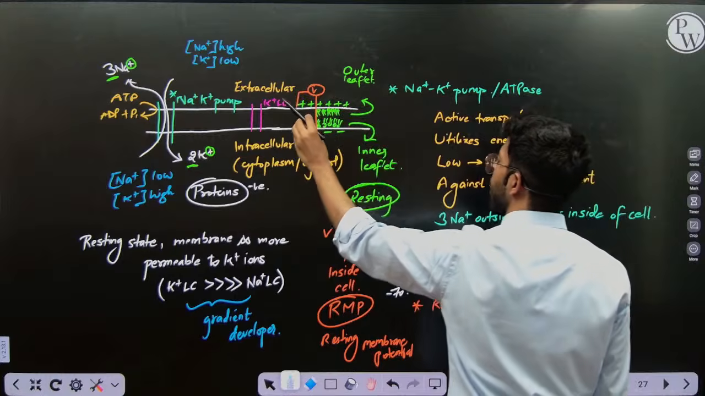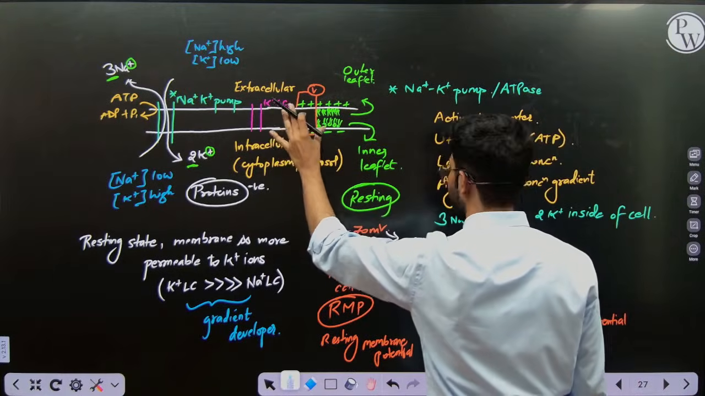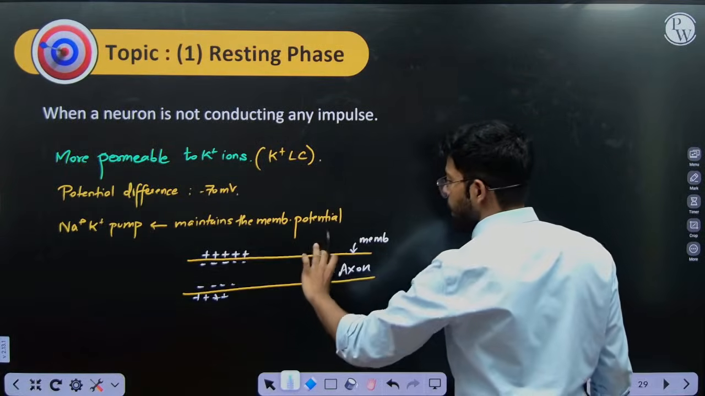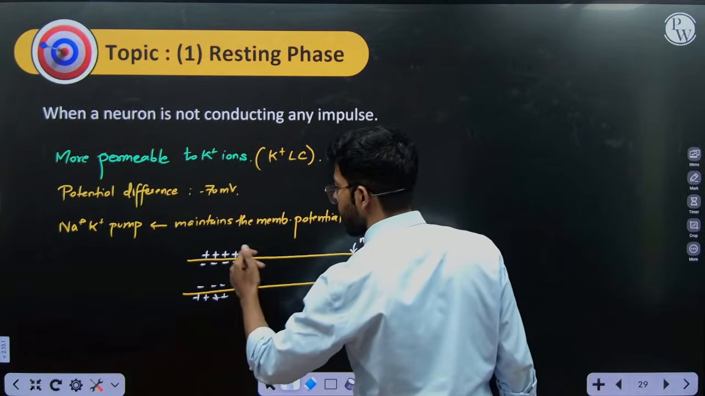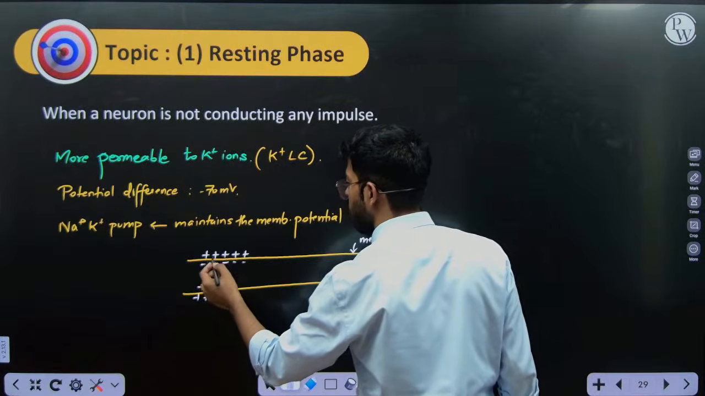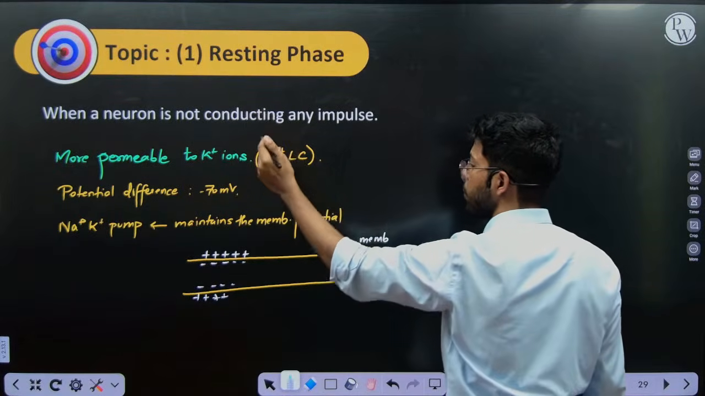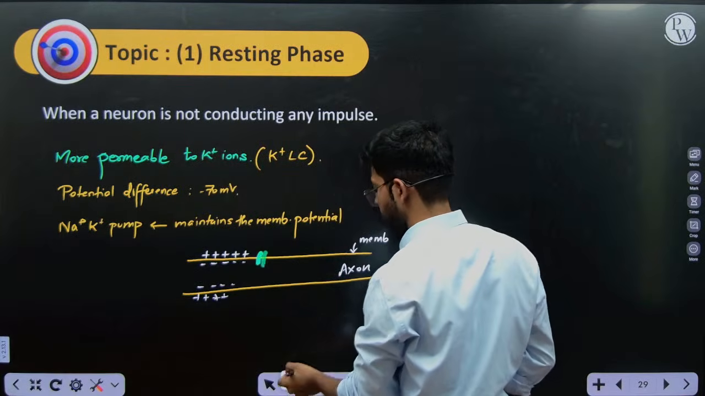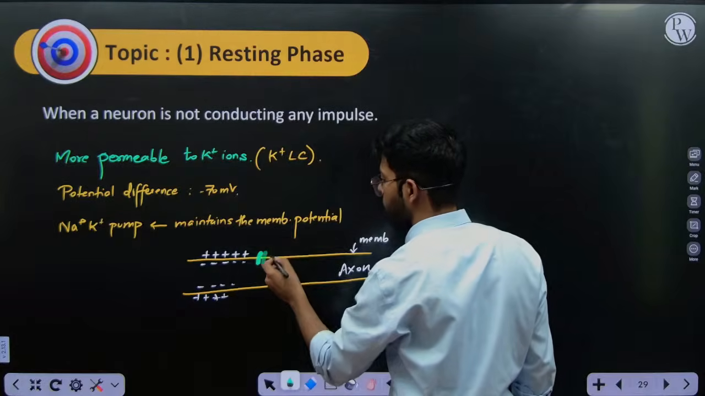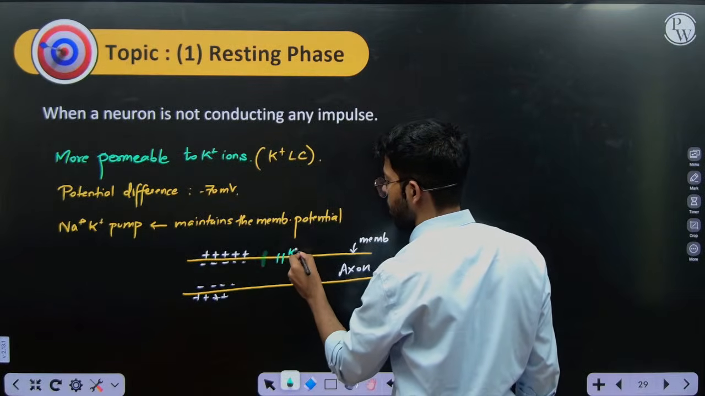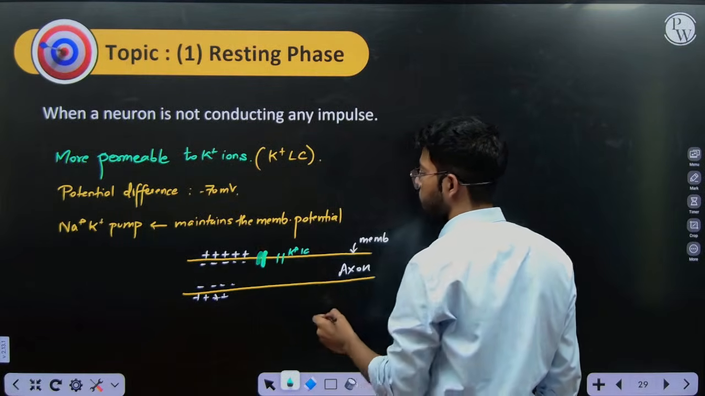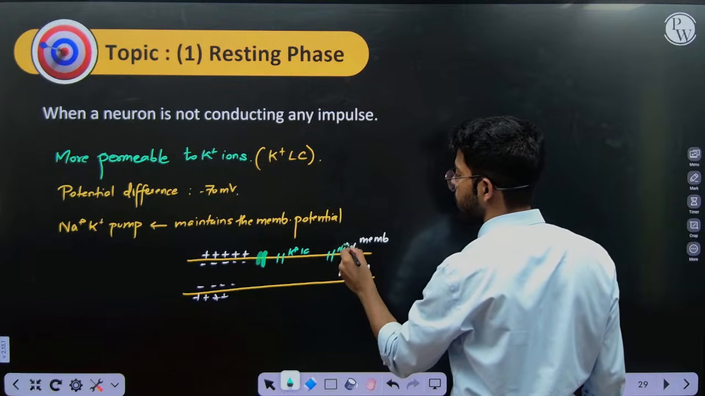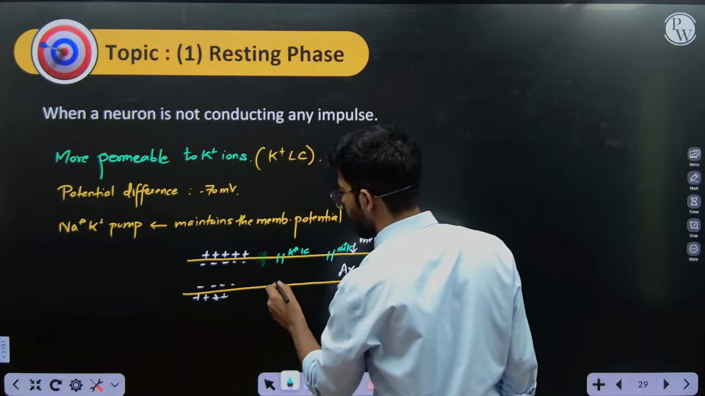This is the ultrastructure of the plasma membrane, and this is the axon part. So this is positive because of the leaky channels, potassium ion channels and also sodium ion channels, present on both sides.